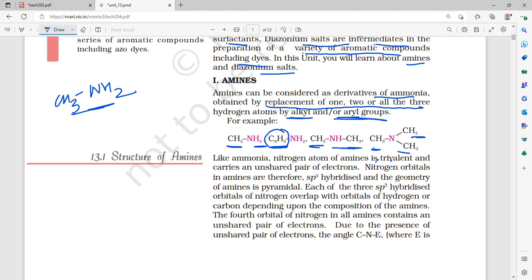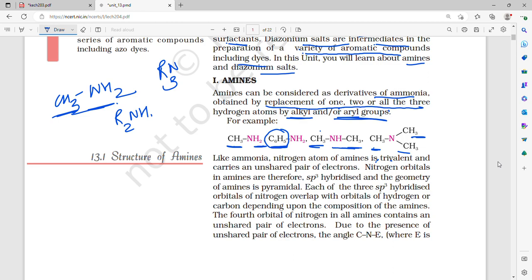So amines can be considered as derivatives of ammonia, and we get amines by replacement of one, two or all three hydrogen atoms by alkyl or aryl groups. If we replace one hydrogen by a methyl group, we get CH3NH2. If we replace it by a phenyl group, we get C6H5NH2. If we replace two hydrogens, we get a secondary amine, R2NH, and a tertiary amine, R3N.